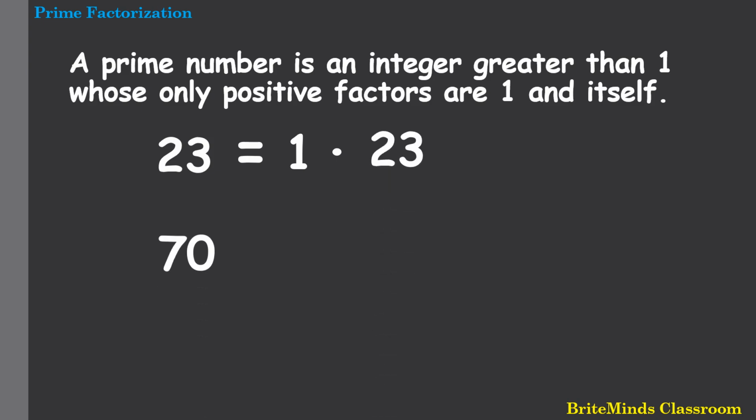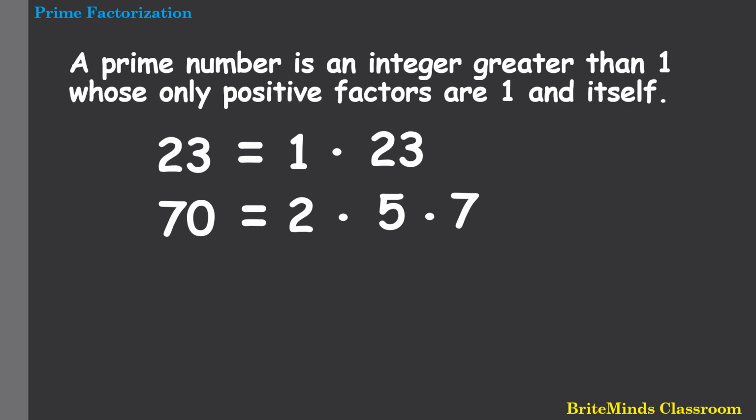Another example, 70. So what are the prime factors of 70? We have 2 times 5, which is 10, times 7. So the prime factors of 70 are 2, 5, and 7.